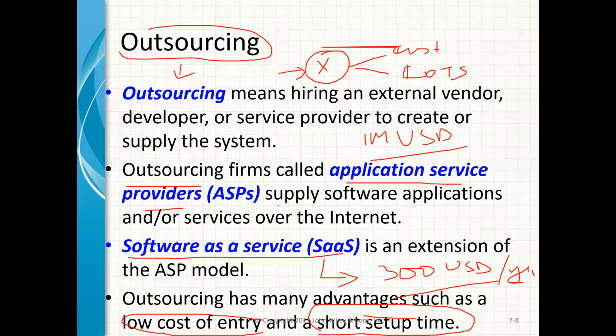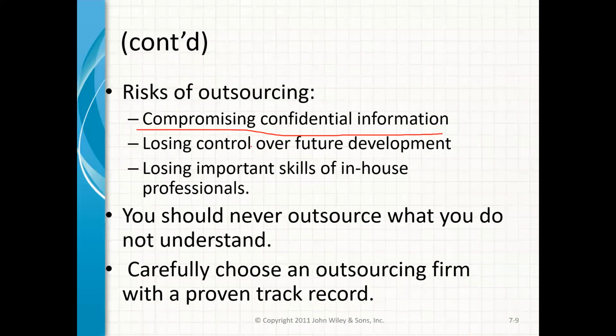So the risk of outsourcing is compromising confidential information. For example, with Zoom, if they want, they can monitor what we do. The data in a system, everything they can see. So this is a security issue: compromise of confidential information, and you don't have control over future development. We don't know what the Zoom company is planning for next year, right?